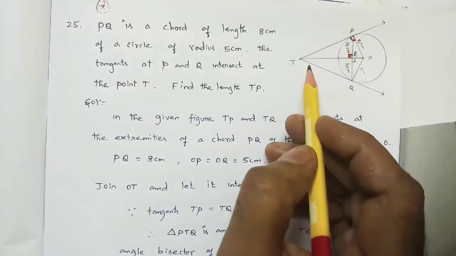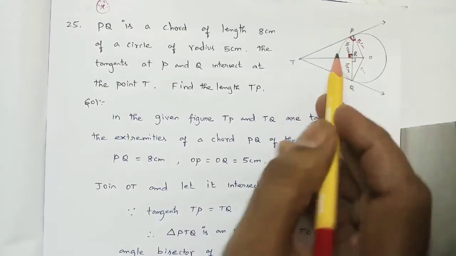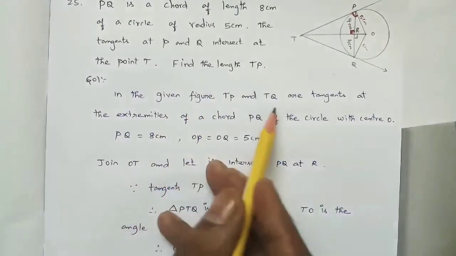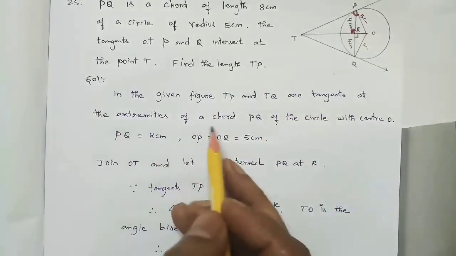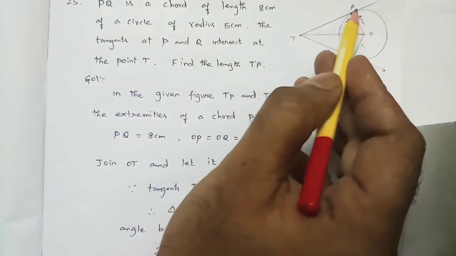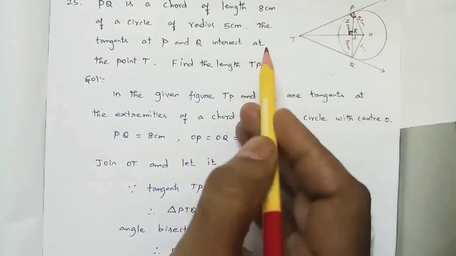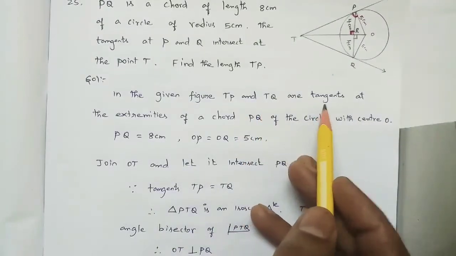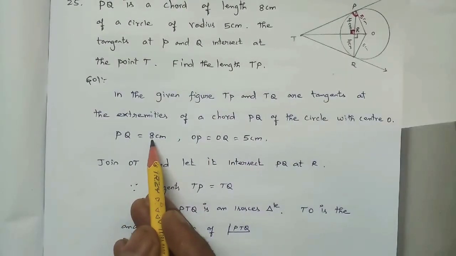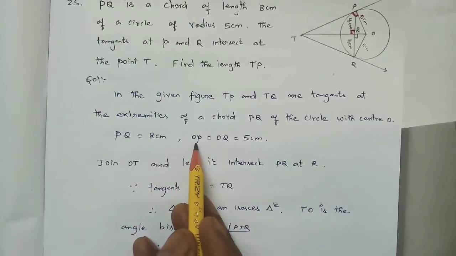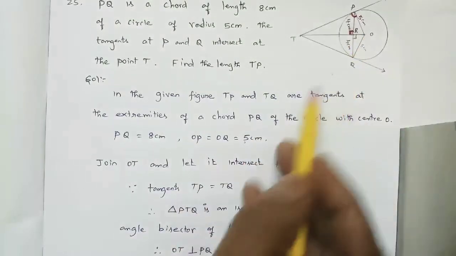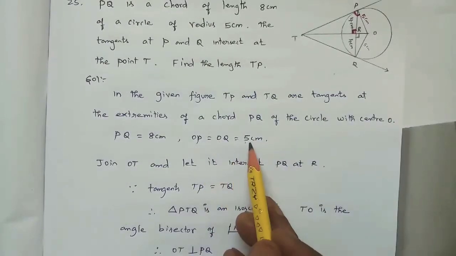First we will find one by one. In the given figure, TP and TQ are tangents at the extremity of a chord PQ of a circle with center O. PQ is the chord, and while extending, TP and TQ are the tangents. PQ is equal to 8 centimeter. Here OP is equal to OQ is equal to 5 centimeter, the radius of the circle.